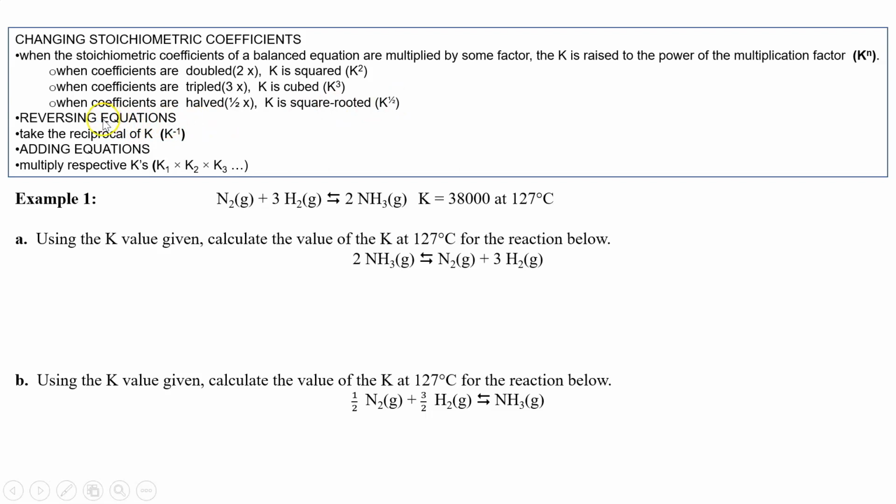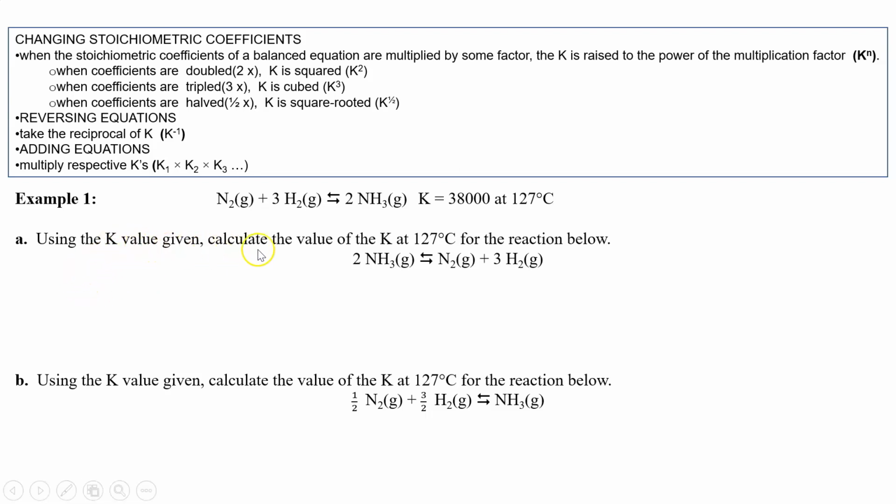Reversing equations. If you reverse an equation, you take the reciprocal of K, K to the -1. If you're adding equations together, you need to multiply the respective K's by each other. That's the last example we did. K1 times K2 times K3, etc., if you're adding up multiple equations. And sometimes we'll be doing more than one of those things at the same time. We'll work through some examples.